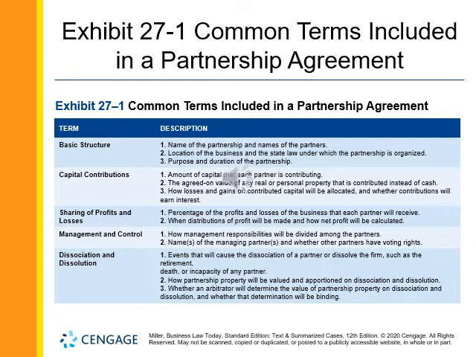Second is capital contribution: the amount of capital that each partner is contributing, the agreed on value of any real or personal property that is contributed instead of cash, how the losses and gains on contributed capital will be allocated, and whether contributions will earn interest. Third, sharing of profits and losses: the percentage of the profits and losses of the business that each partner will realize, and what distributions of profit will be made and how net profit will be calculated.